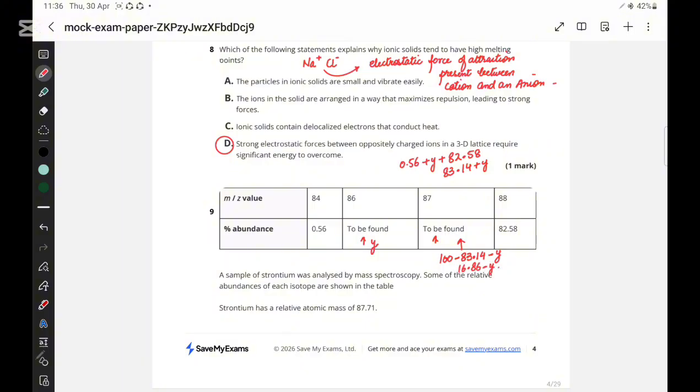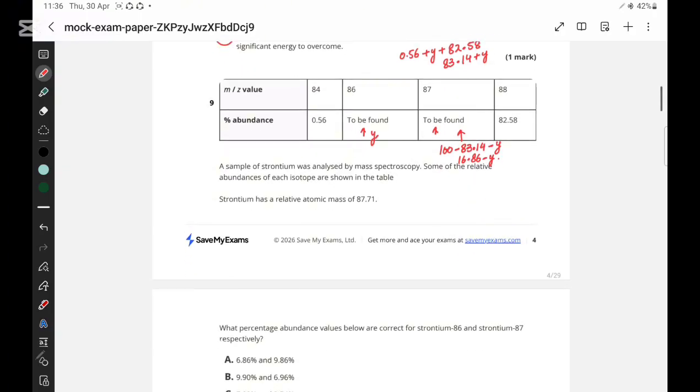So it comes out to be 16.86 minus Y. Now we have the formula of relative atomic mass which is given to us as 87.71, which is equal to mass multiplied by abundance: 84 times 0.56, plus 86 times Y, plus 87 times 16.86 minus Y, plus 88 times 82.58, and divide that by 100.